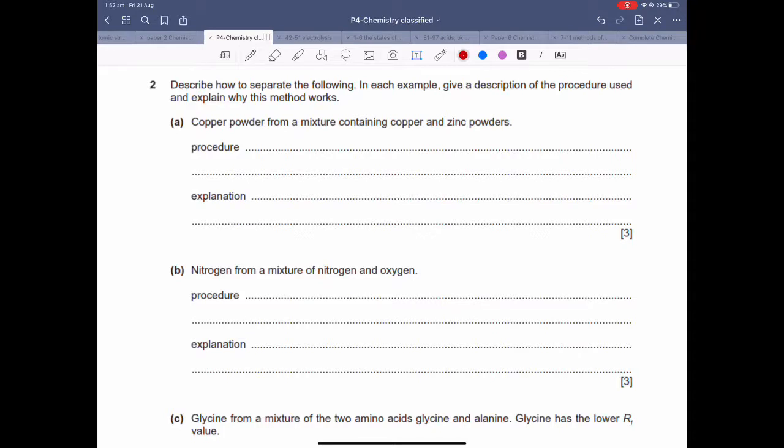The procedure, first of all, is going to be to take the powdered mixture in a beaker and add to it, for example, dilute hydrochloric acid. Now, it's important that you add an excess of the acid so that all of the zinc gets used up. Otherwise, you're going to get some excess zinc left over unreacted, and that's going to remain mixed with the copper. So you add excess hydrochloric acid to the mixture.